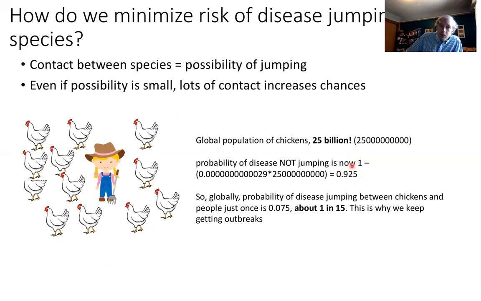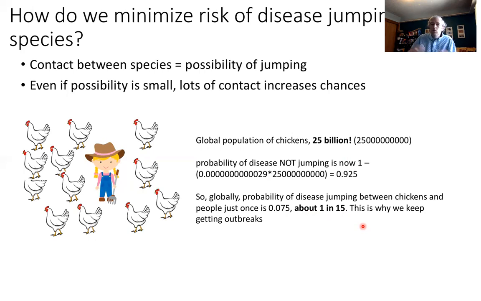That might seem small, but that means globally, the probability of the disease jumping between chickens and people just once is 0.075. This is about 1 in 15. And this value of 1 in 15 is why we keep getting outbreaks of bird flu all over the world. There's one going on right now. It's just recently been detected in the UK and Russia.